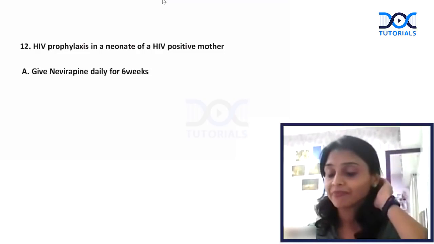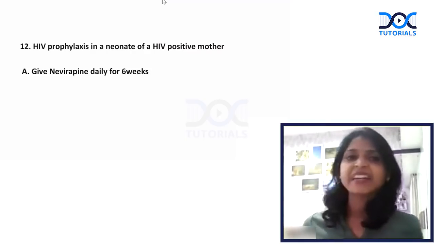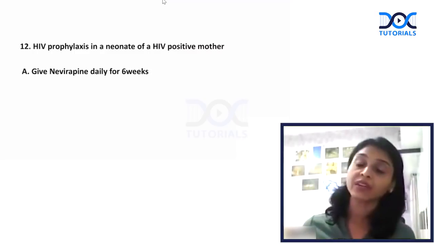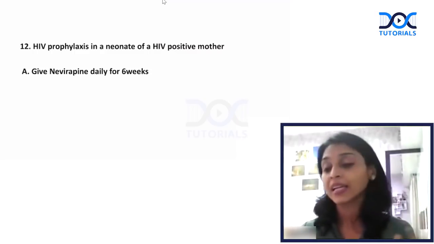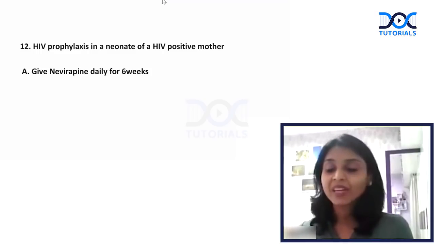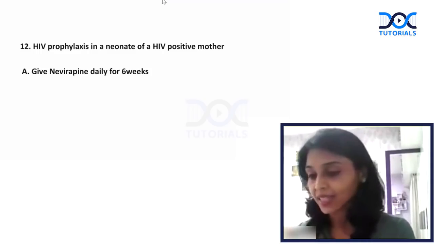Next question. HIV prophylaxis in a neonate of an HIV positive mother. I didn't get the options here. I asked the students, but they said, Madam, it was a lengthy question, we can't recollect the options. So anyway, I don't know what the other options were. Anyway, I've given the correct answer here.